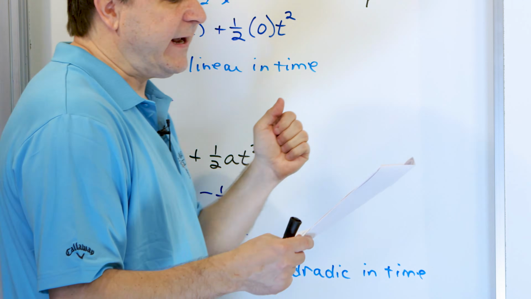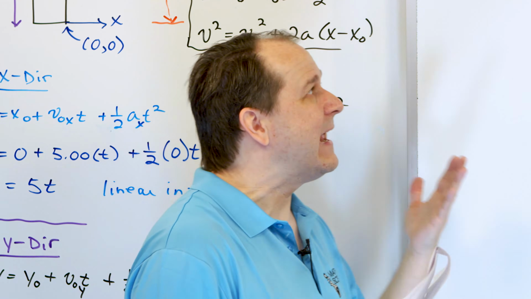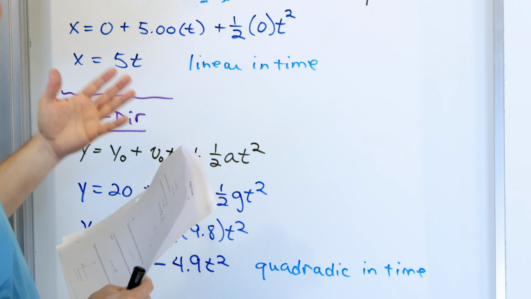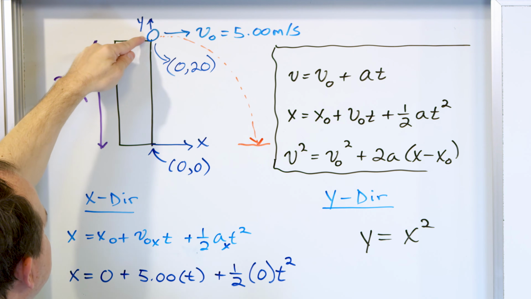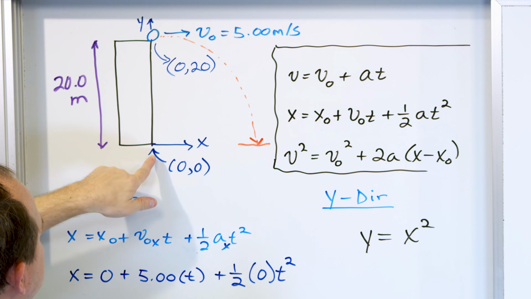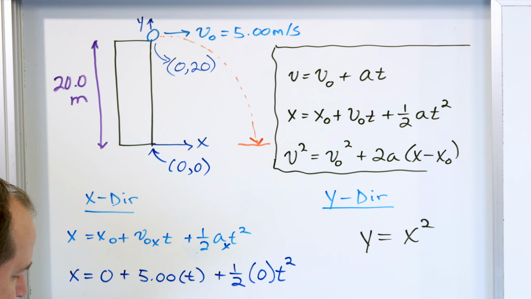So I think now we can say that part 1 is solved, because part 1 was just sketch a path. And now we know from the equations of motion that it has to be parabolic, so we draw a parabolic shape. It starts 20 meters in the air, up here at the top of the building at 0, 20, 5 meters per second horizontally, and that's what it's going to do.